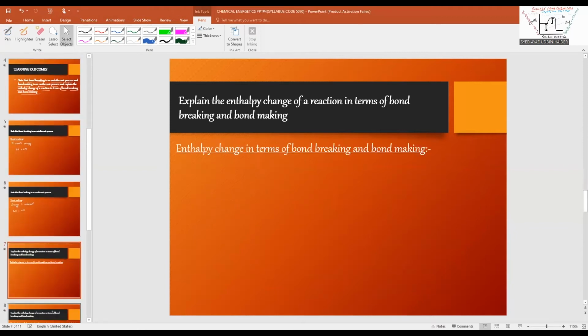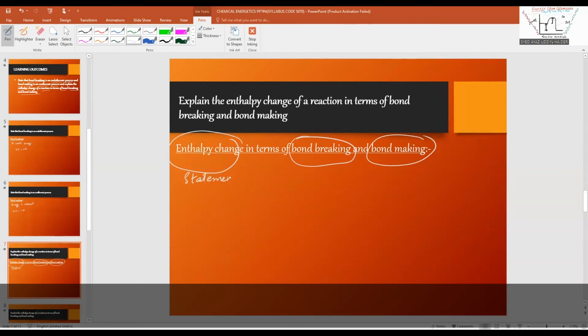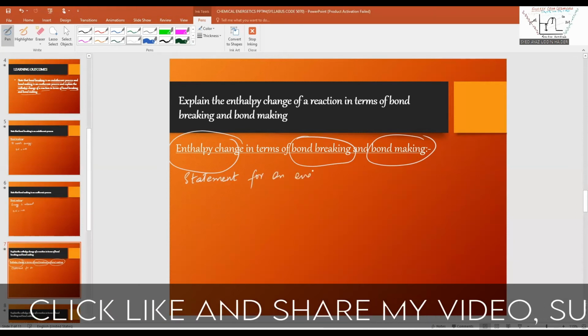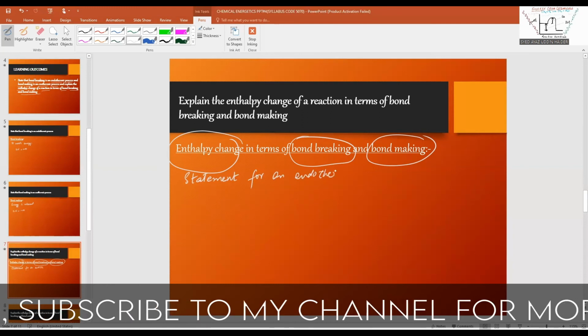Now explain the enthalpy change of a reaction in terms of bond breaking and bond making. Enthalpy change in terms of bond breaking and bond making. Now I'm writing the statement for an endothermic reaction.